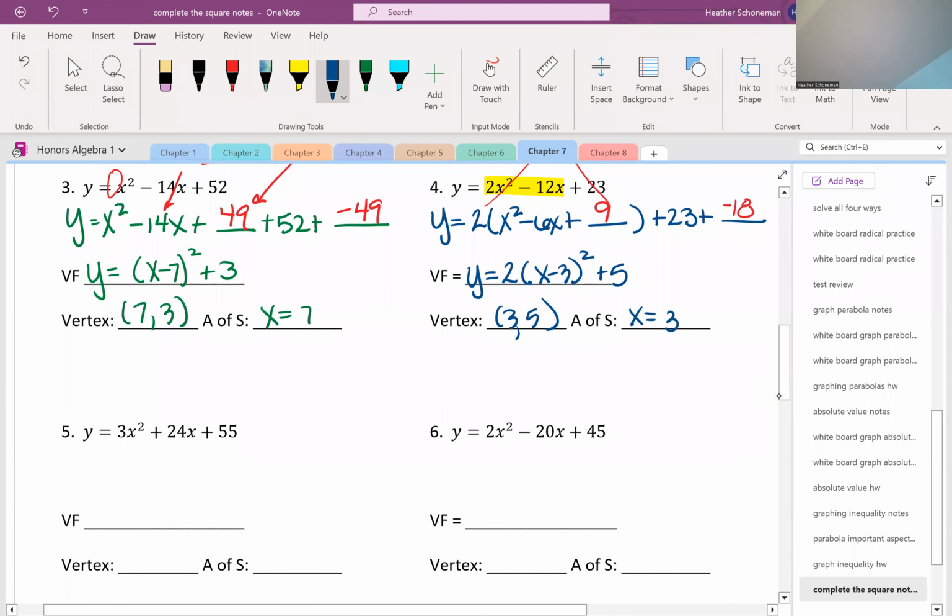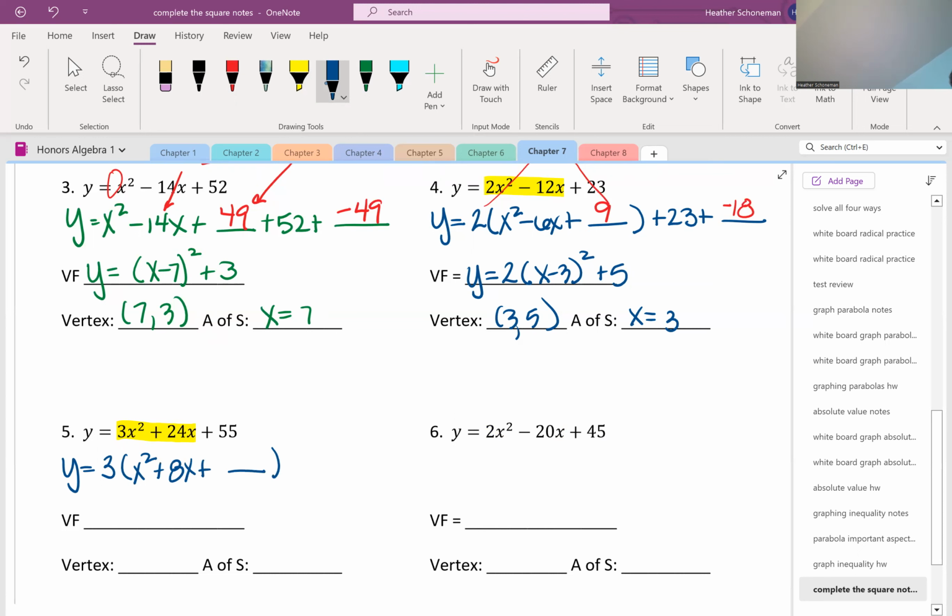Okay, next one. I cannot complete the square unless the leading coefficient is an invisible positive 1. And right now it's a 3. So I'm going to factor out a 3. But when I factor it out, I'm only going to take it out of the first two terms. So I'm going to take out a 3, and I'm left with x squared plus 8x. Then I'm going to write a blank, close my parentheses, plus 55 plus blank.